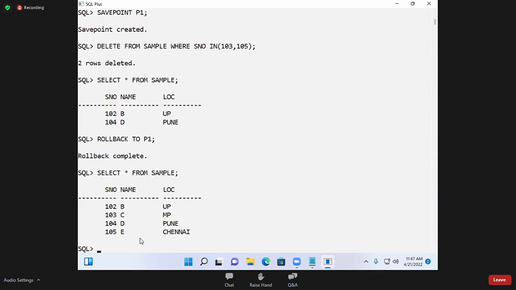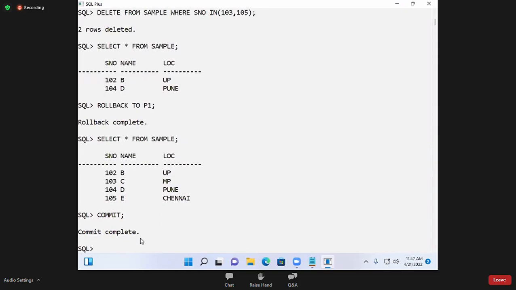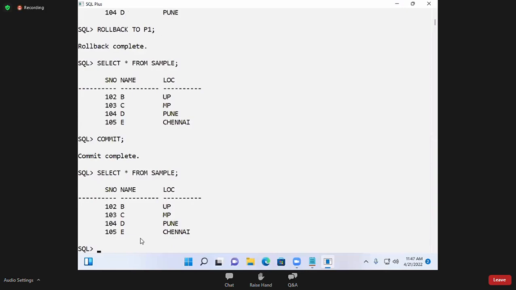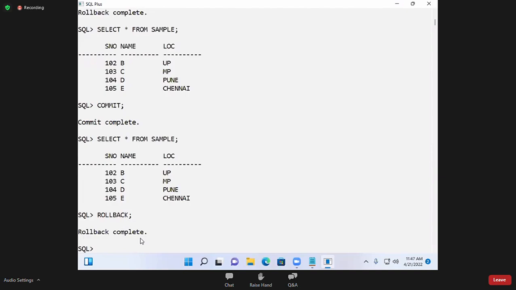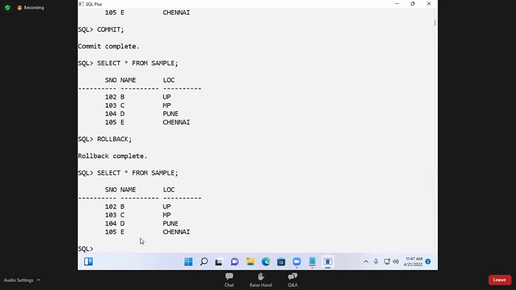In instance memory. Suppose I do commit, what happens? Is 101 there or deleted? Deleted. From where? From instance. So that means it is permanent. Yes. So now if I call the table, 101 is not there. After that, even if you try to roll back, it still does not come back. Now, do you understand the savepoint? This is the usage of the savepoint command.